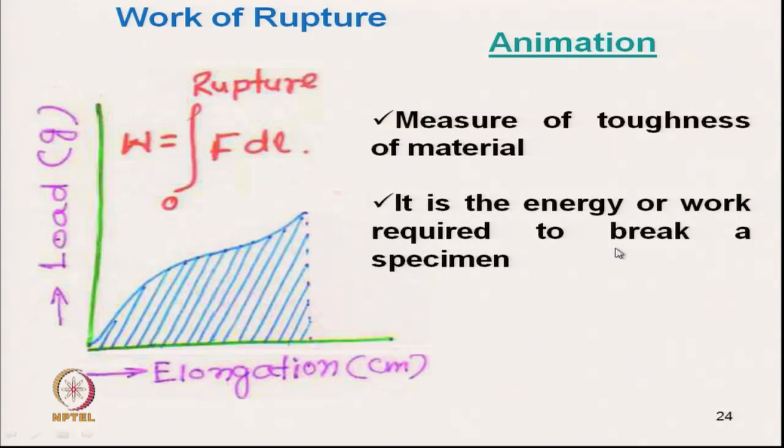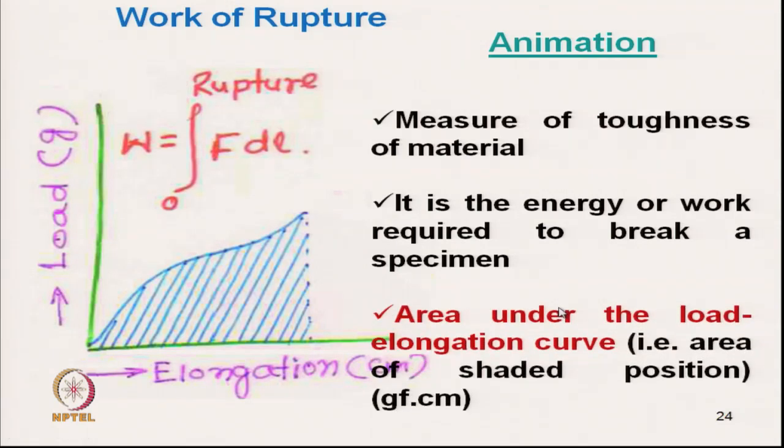So, it is the energy or work required to break a specimen. Okay. That means the area under the load elongation curve, that is the area of the shaded zone, that is the work of rupture. Now, we can see the animation here.